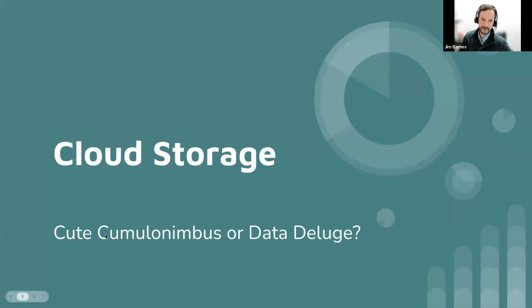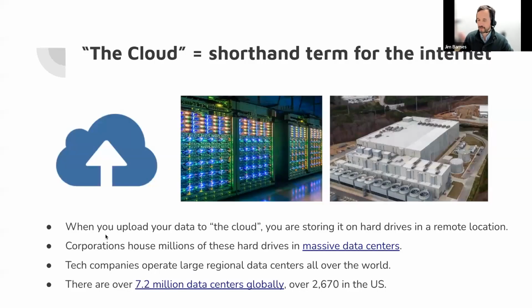So yeah, cloud storage. I got my title here: Cute Cumulative Nimbus or Data Deluge. The cloud is an interesting one because it's a bit of a marketing term and it's really just a shorthand term for the entire internet. So when something's in the cloud, it's really just shorthand for saying it's on the internet. And the cloud is everything that makes up the internet at a high level, generally. So when you upload your data to the cloud, you're storing it on hard drives in a remote location.